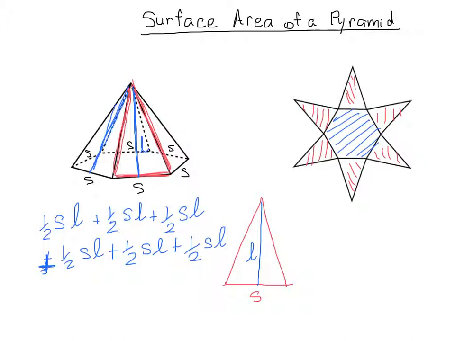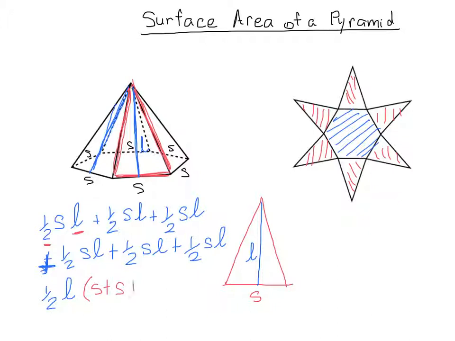Well, the reason is that I wanted to make it absolutely clear that the lateral area of this figure is a half L times the sum of the S's. So I'm factoring out the half and the L because it's a common factor, but I'm choosing not to factor out the S's, and you'll see why in just a sec.